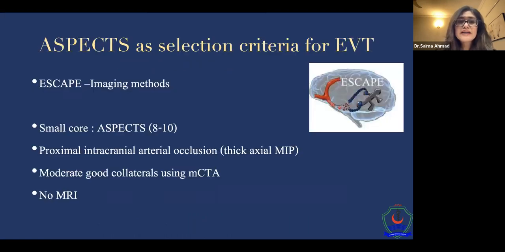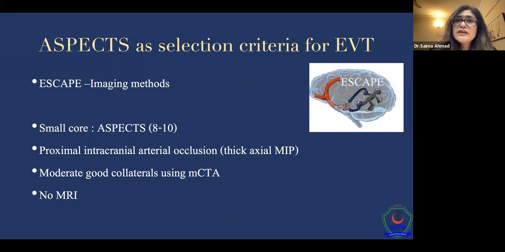So is ASPECTS used as a selection criterion? As far as the major big 5 trials are concerned, only ESCAPE is the trial which used ASPECTS as one of the inclusion criteria, and they included the patients with a good ASPECTS, like 8 to 10, and they had the better outcome.